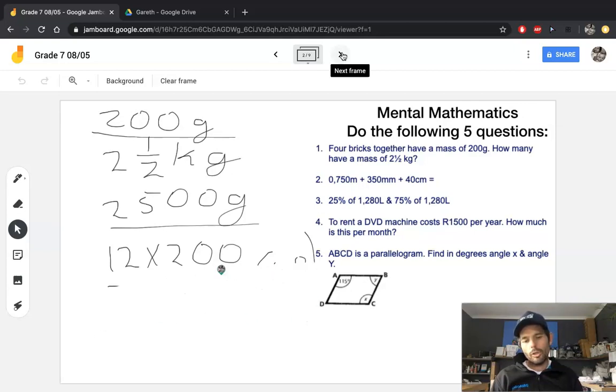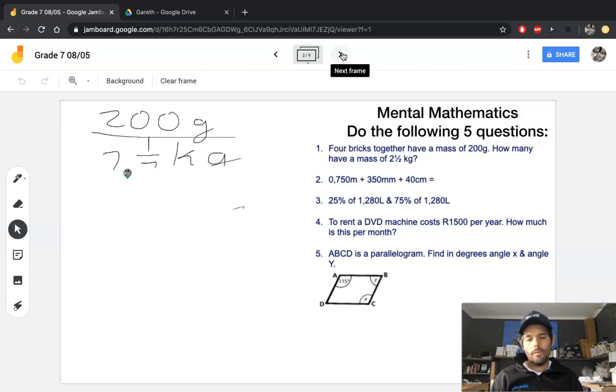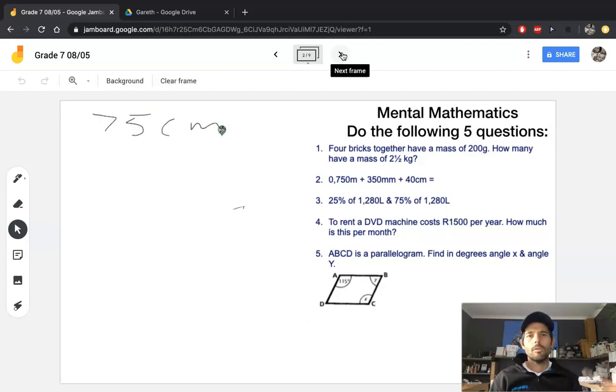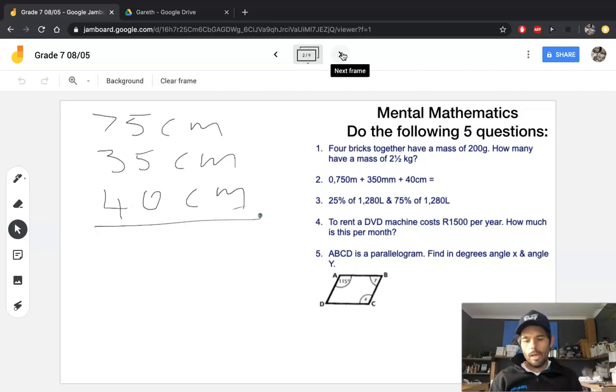Okay, second question. The key here is to convert all of them to the same unit. So what I did is I worked in centimeters. So 0.750 meters is 75 centimeters. Okay, remember to get from meters to centimeters, we can just multiply by 100. So millimeters to centimeters, we divide by 10. So that's 35 centimeters. And 40 centimeters is already there for us. And if I add all of those together, you get 150 centimeters.